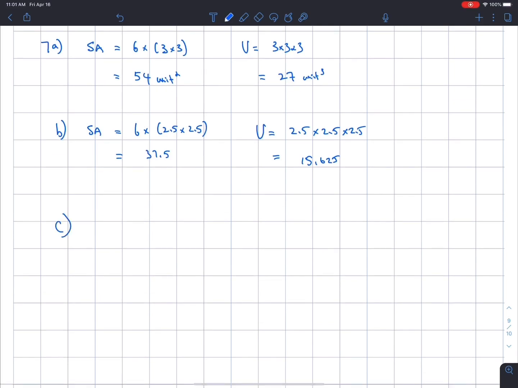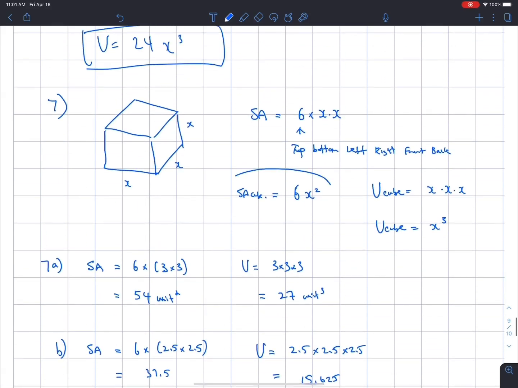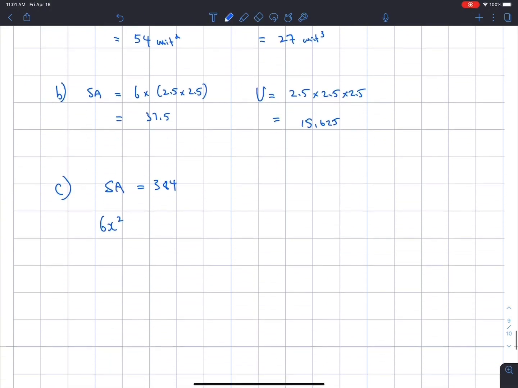C. This time we were told that the surface area is 384. I can say the surface area is 6x squared, right? From our formula, the surface area is 6x squared. So I can say 6x squared equals 384. Now we can divide both sides by 6 to get x squared equals 64.